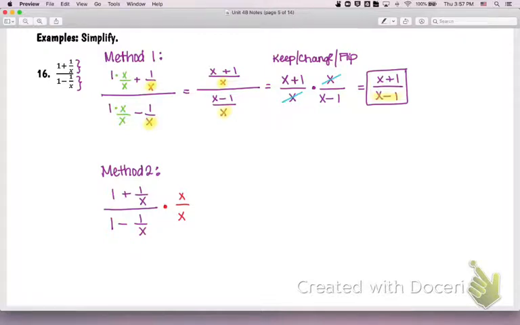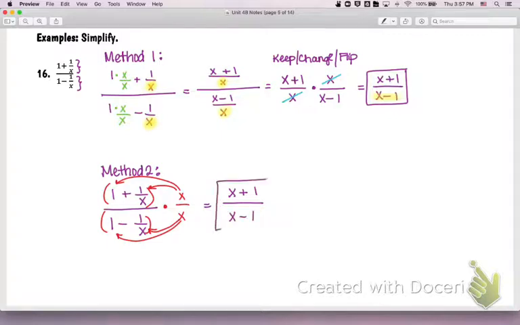When I do that, remember there's implied parentheses here and here, so we have to distribute. And so we get 1 times x, which is x, plus 1 over x times x. Those x's cancel, so we're just left with 1 over, similarly, x minus 1. And so there's our answer. So you can see on this particular case, method 2 is much faster. But either way will work. If you want to just stick with what you've been doing, do method 1.